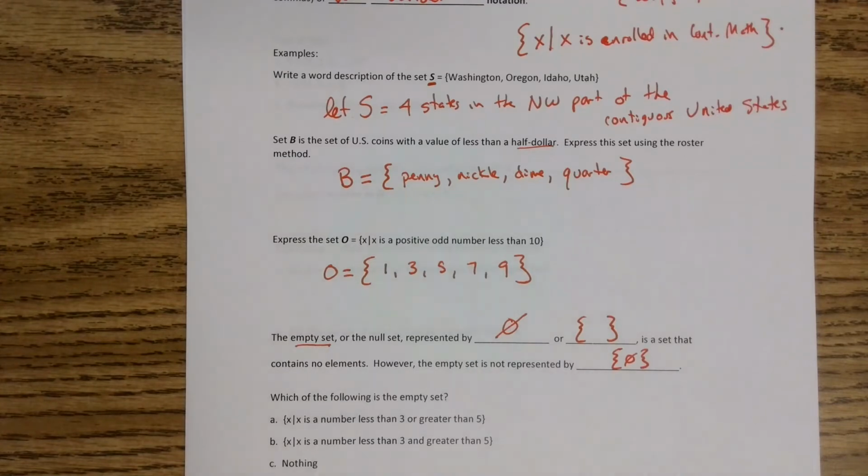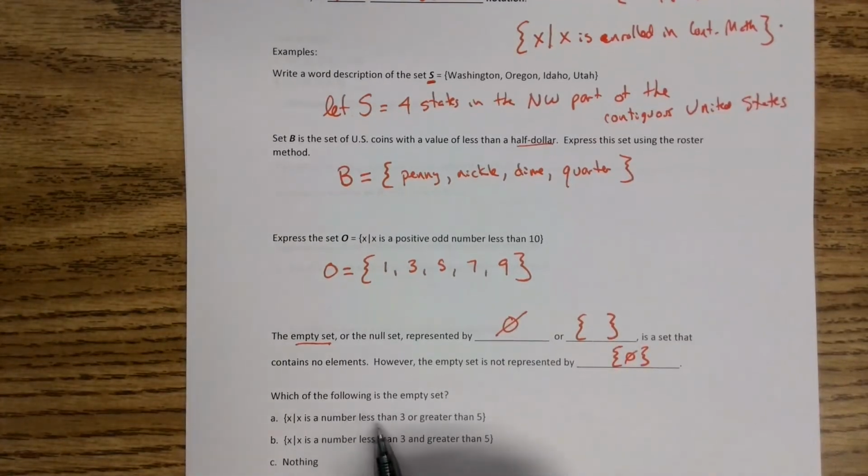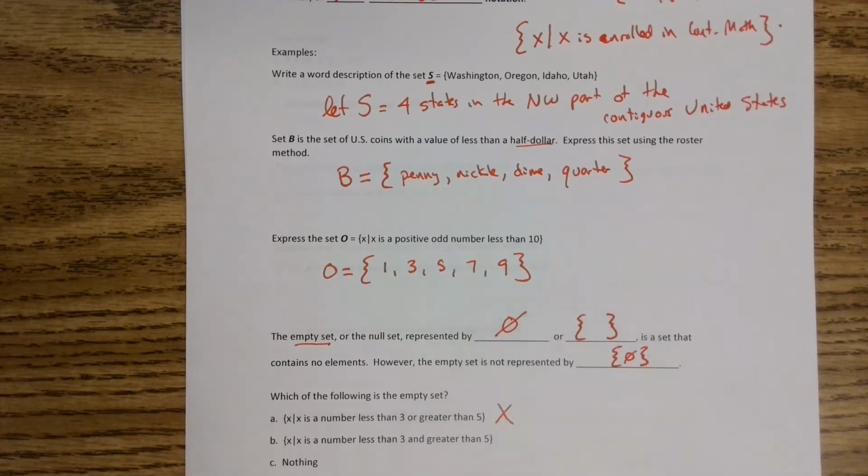X is a number less than 3 or greater than 5. Can you think of a number less than 3 or greater than 5? Of course I can. 7. 7 is greater than 5, so that is not the empty set. X is a number less than 3 and greater than 5. I can't think of one. Can you think of any number that is less than 3 and greater than 5? No. So this is the empty set.